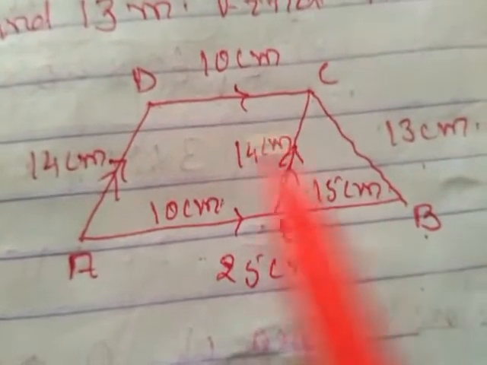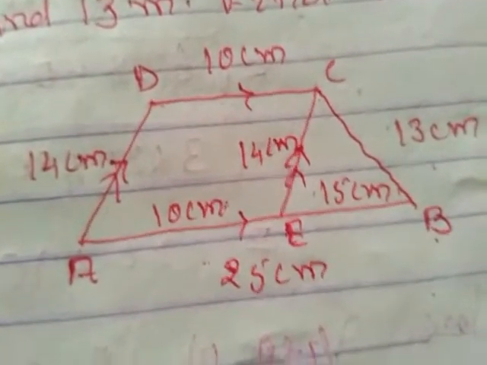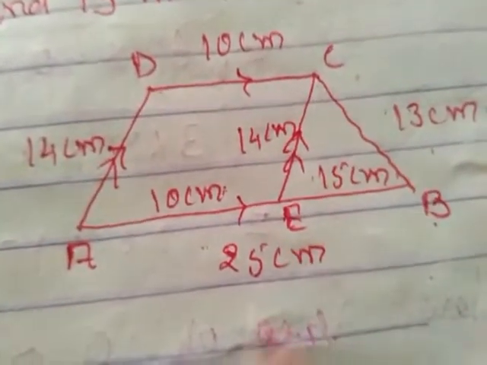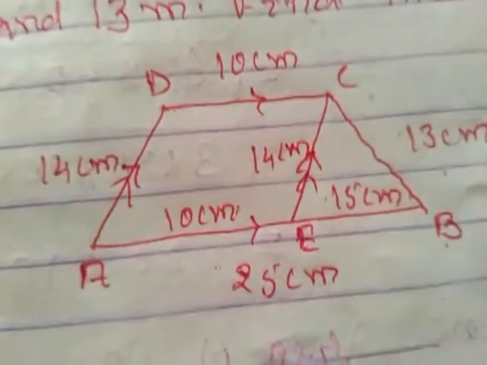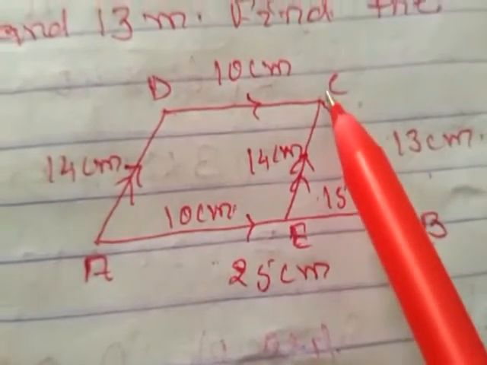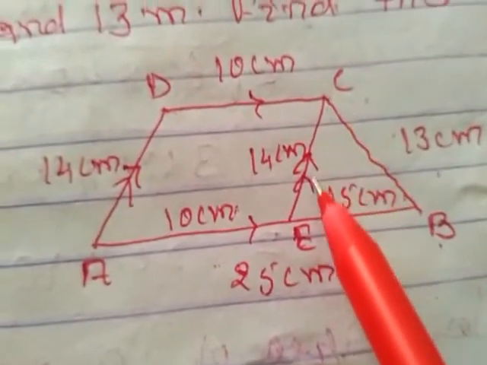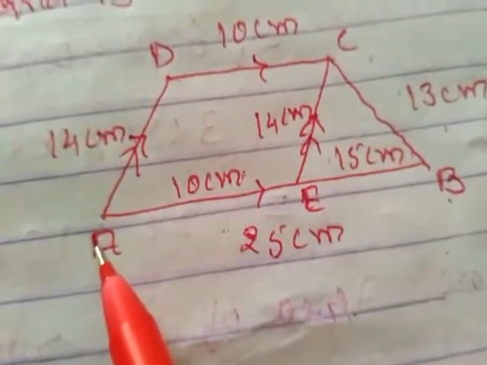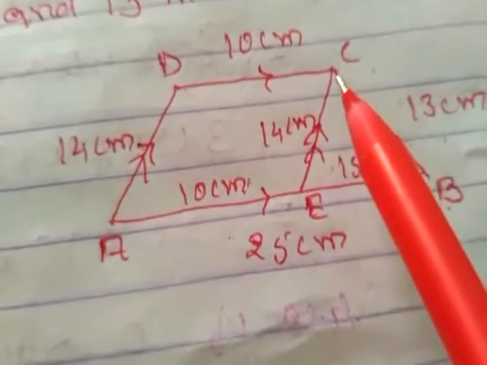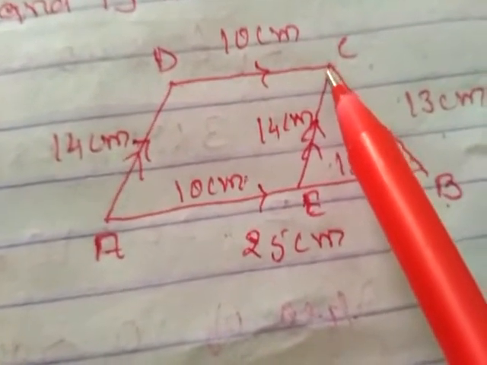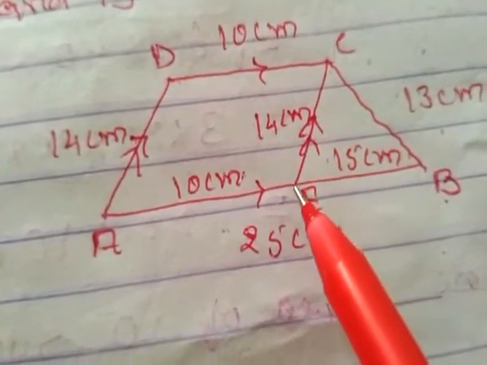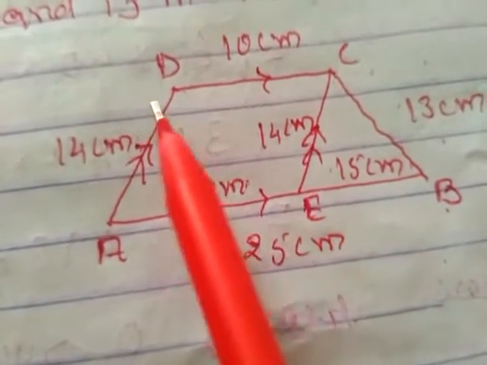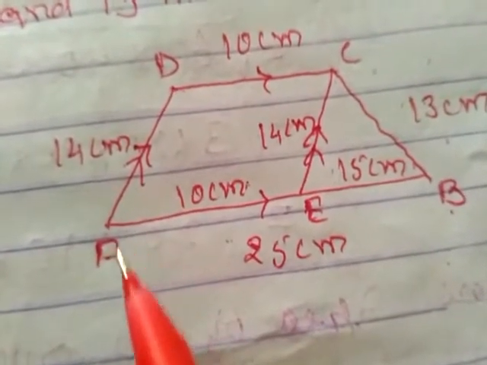Okay, to calculate the area of this trapezium, we need to do some construction. The construction is that from C, draw a line CE that is parallel to DA.